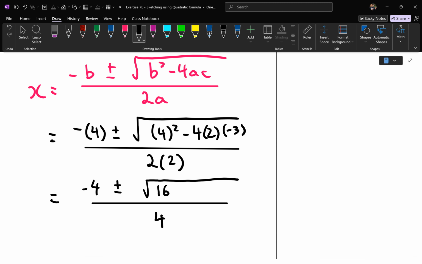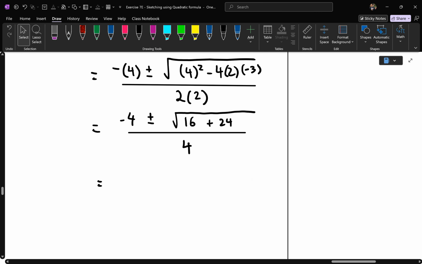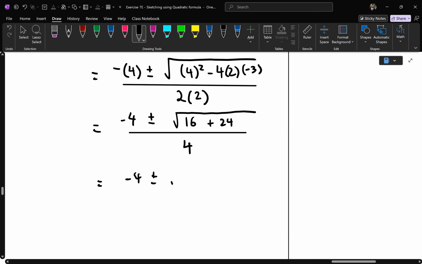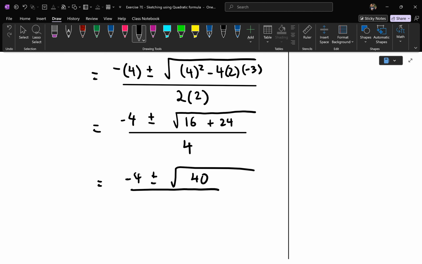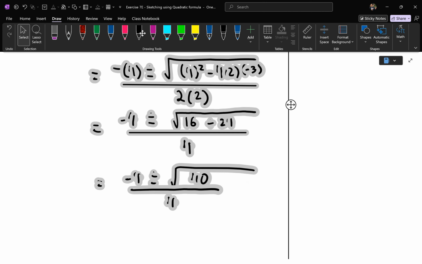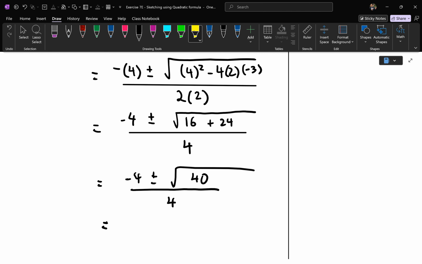What's that? 16. 16 plus 24, 40. For those who are watching, I made a mistake before. That was a -3. And what am I doing here? -4 plus minus. That's what? 2 root 5 root. What number? 8 times 5? 2 root 10?